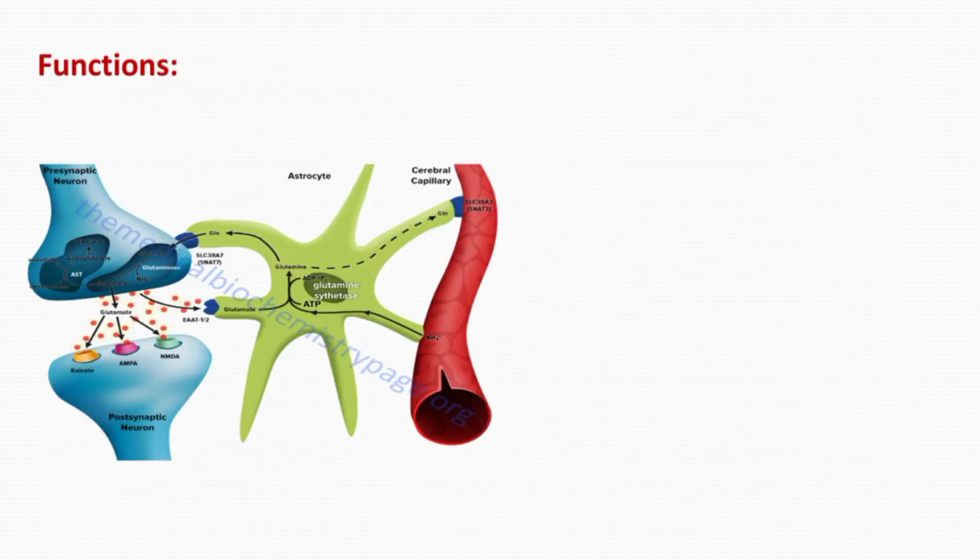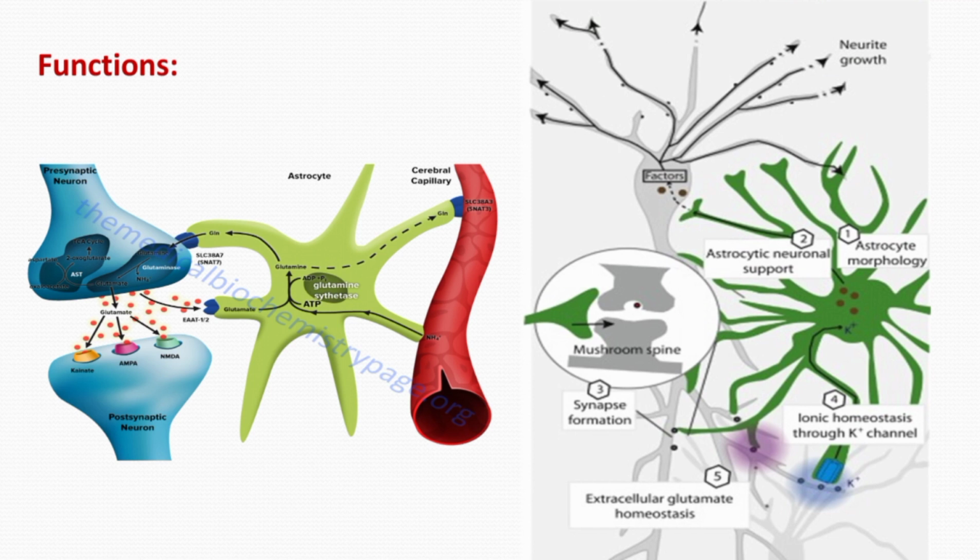Now regarding the functions of the astrocytes, their major function is that they form the blood-brain barrier. As you can see here, this astrocyte is forming a blood-brain barrier in the CNS. So it regulates the entry of substances from the blood to the brain tissue. Then these astrocytes form a supporting network in the CNS. They also form a framework along which the developing neurons migrate to their destination during embryogenesis.